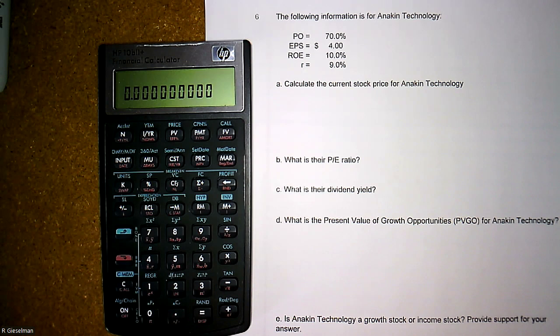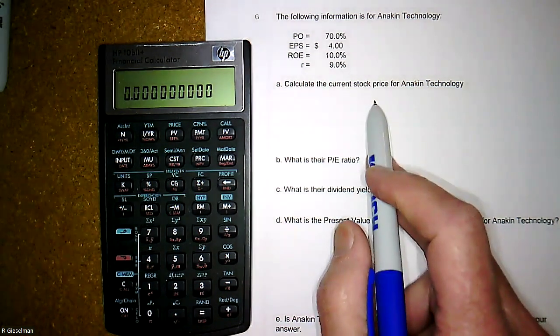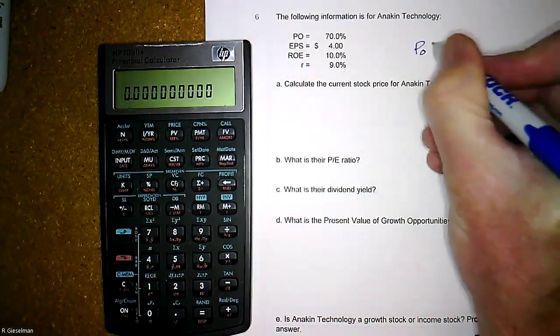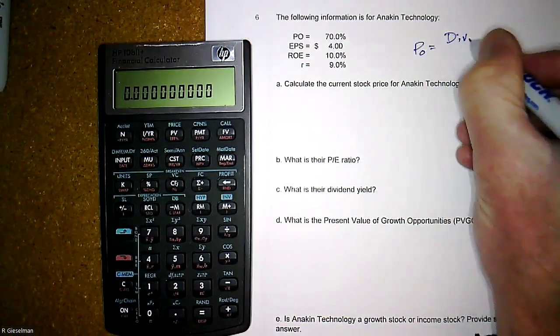Problem number 6. The following information is for Anakin Technology. Calculate the price of the stock. Well, we are going to use the constant growth formula.